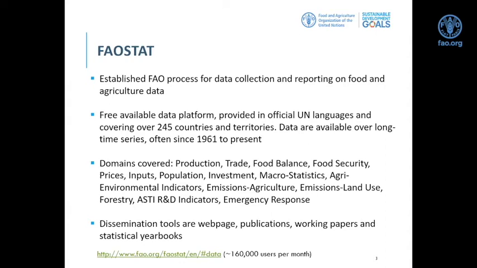Food security, prices, inputs, population, investment, macro statistics, agro-environmental indicators, emissions. So for the emissions domains in FAOSTAT, we have them categorized in terms of agriculture, land use, and forestry. And then research and development indicators and emergency response.